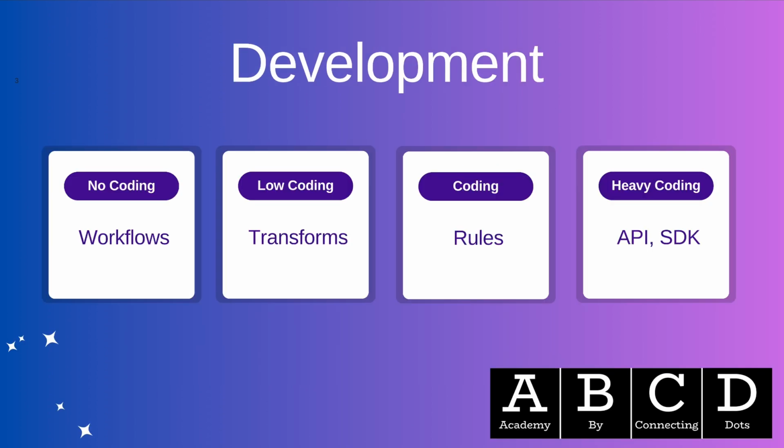So personally, with my experience and knowledge, I would categorize the development scope in SailPoint into 4 categories. One, no coding: the concept we have is workflows. Second, low coding: we have transforms. Third, coding: we have rules. Fourth, heavy coding: we have APIs and SDKs. Let's look into what you can do with these features.